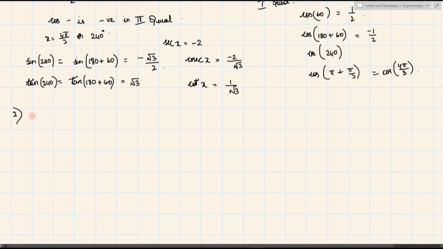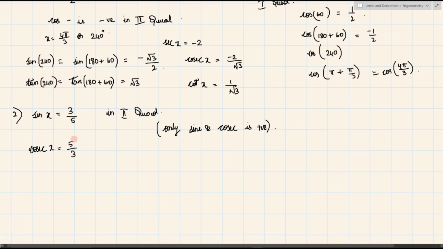Sin x is equal to 3 by 5 in the second quadrant. In the second quadrant only sine and cosecant are positive, everything else would be negative. So cosecant x would be equal to 5 by 3, that is nothing but the reciprocal of sine.